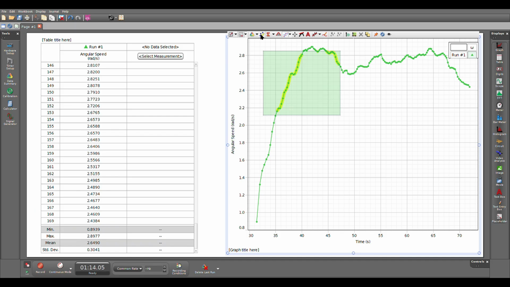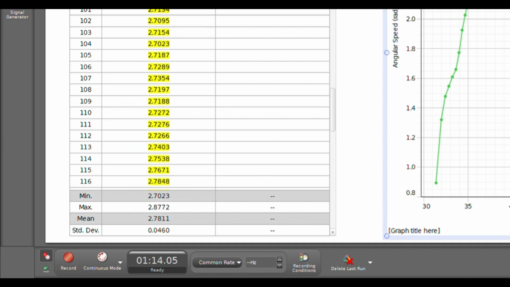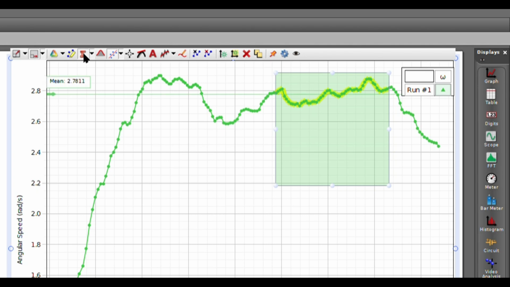So we turn on a highlighter for that region, like so. And you'll notice that it highlights the selected region in your table. And this will give us the mean. It's 2.7811 over here on the left. You can also show that on the table here, on the graph here.